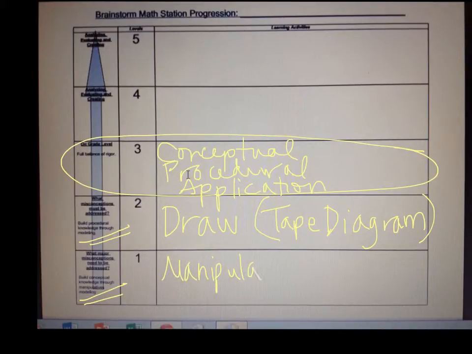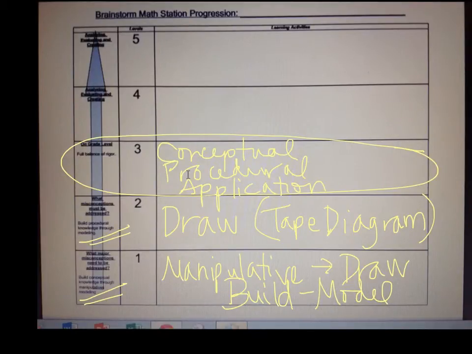If you're trying to design your level 1, this is where we're going to merge our manipulative world and the drawing world. So what can they build to model the skill that's going to help them eventually move to level 2, and theoretically master level 3 before the end of the unit?